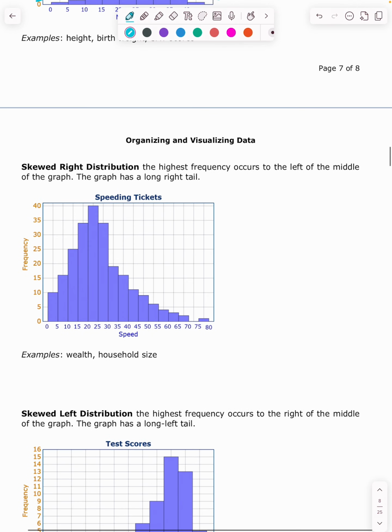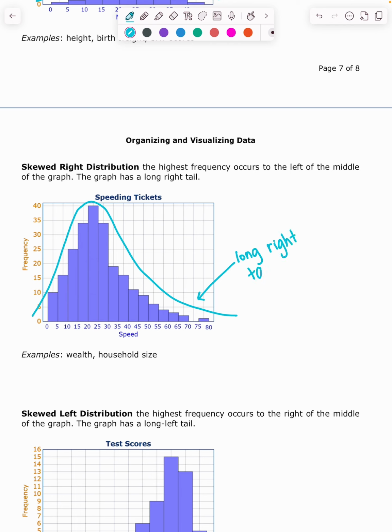Another type of distribution that we see pretty frequently is a skewed right distribution. In this distribution, the highest frequency occurs to the left of the middle, and then the graph ends up with a long right tail. So if I draw a picture over this one, notice this long right tail. That is where the skewed right comes from. These graphs are also referred to as positively skewed.